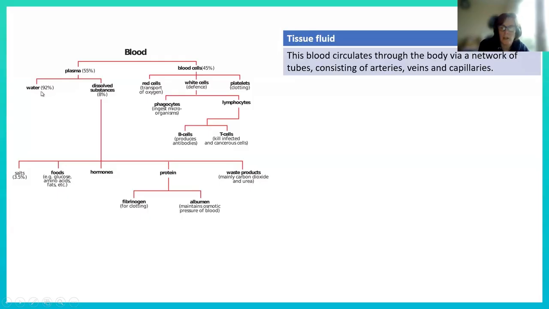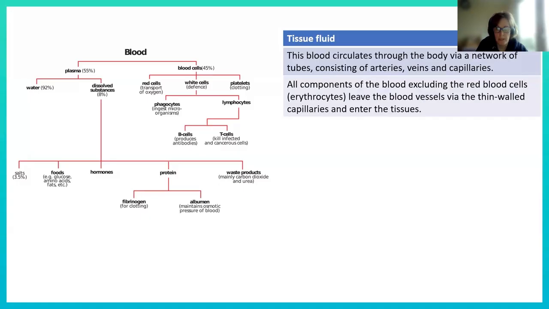It's nearly all water, which is why our blood is a liquid, but there are 8% dissolved substances: hormones, foods such as glucose and amino acids and fats and stuff. There are some salts, there are proteins, and we are going to learn about fibrinogen, which is used for clotting. There's also the waste products that we've mentioned, and then there are other proteins like albumin, which is a liver protein, which is important for maintaining the osmotic pressure of our blood.